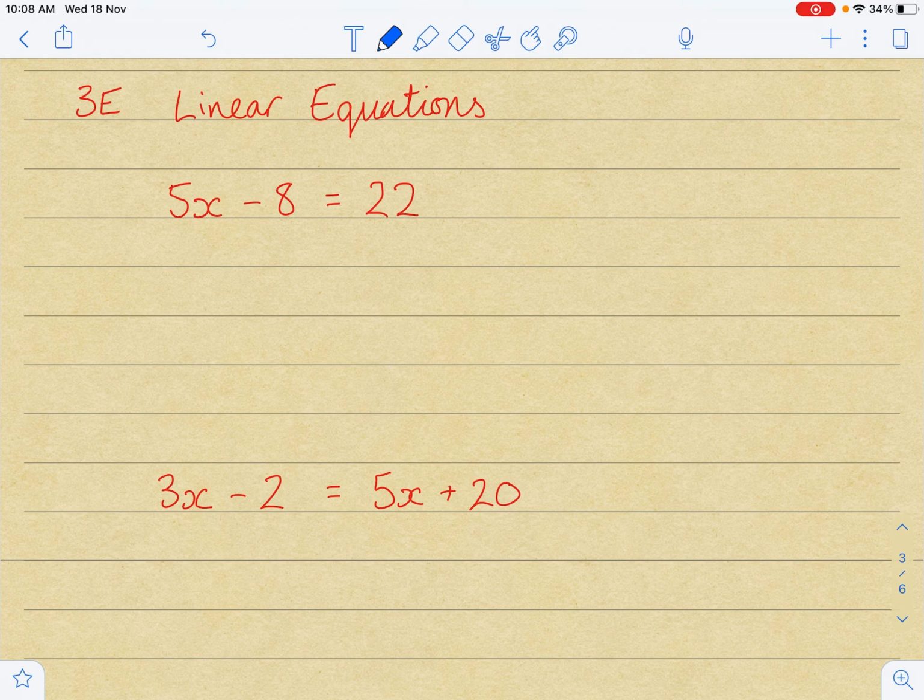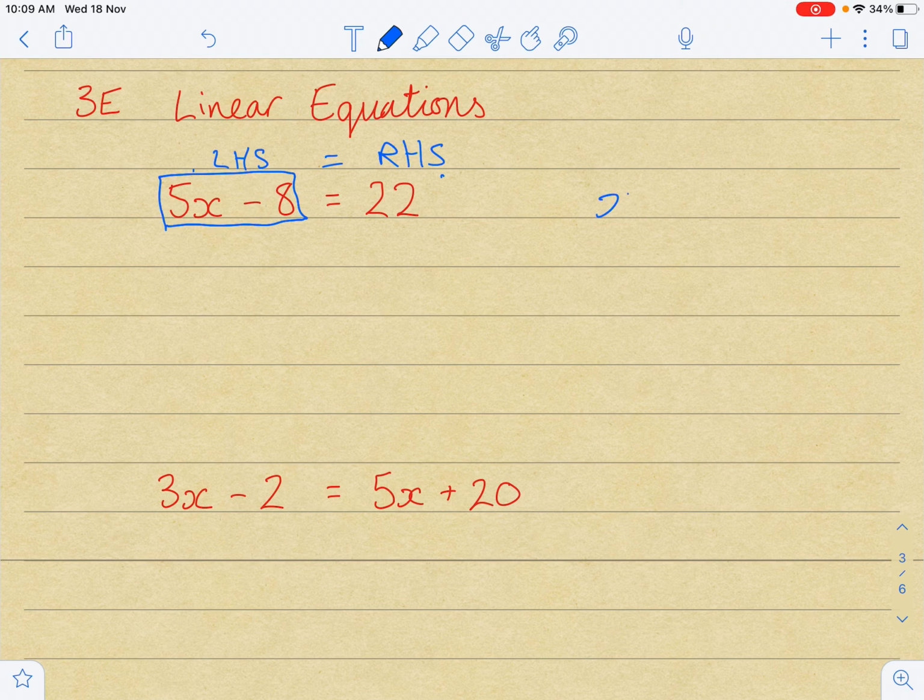Linear equations. This is one you just need to practice. Always try and keep everything balanced. We have a left-hand side, then an equals in the middle, and a right-hand side. Whatever I do to the left-hand side, I'm going to do the same to the right-hand side, keeping it balanced. Just before we go on to solve this one properly, let's interpret this left-hand side.